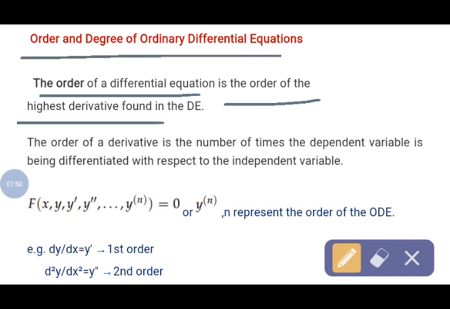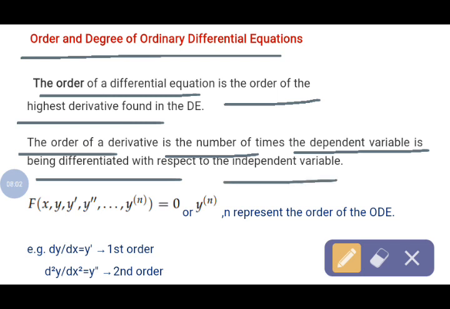The order of a derivative is the number of times the dependent variable is being differentiated with respect to the independent variable. We may write many functions, or functions which have been differentiated many times, in the form of y to the power of n, where n represents the order of the ordinary differential equation.